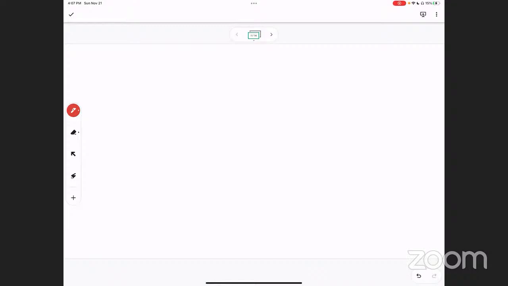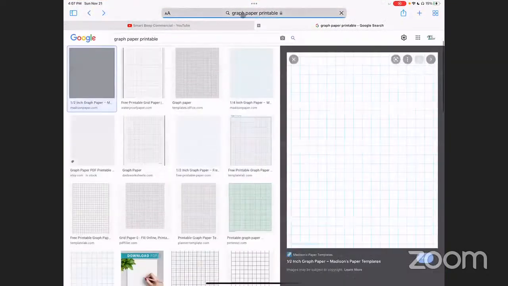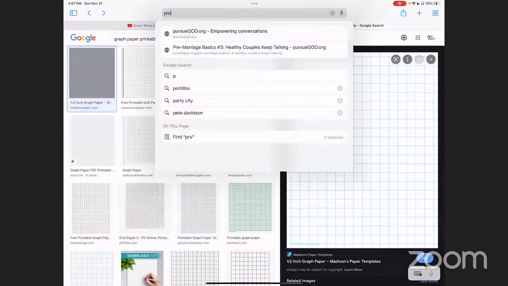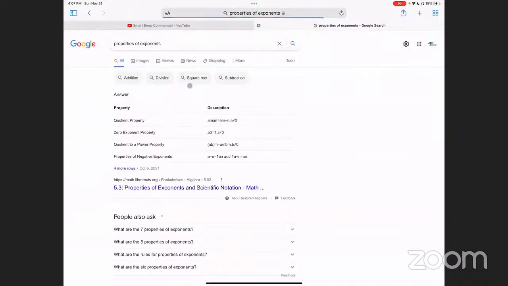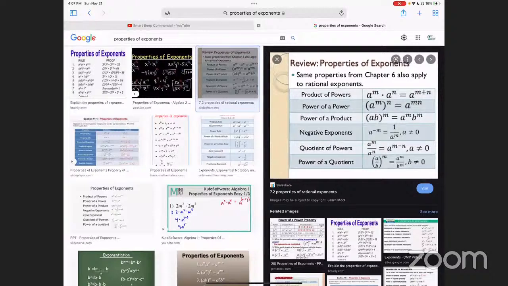Yeah, if you just take a picture of it and then post it on page 1, I'll just keep going back to it to refer to it. Another way we could do it is I could just go online here and find properties of exponents. I just want it to be consistent with what your teacher says. Does it look like something like that?